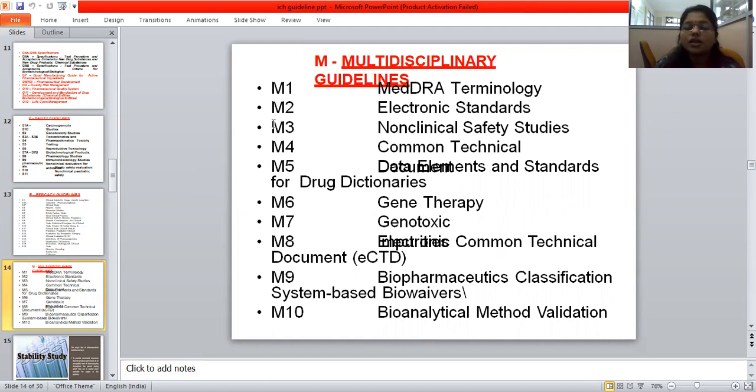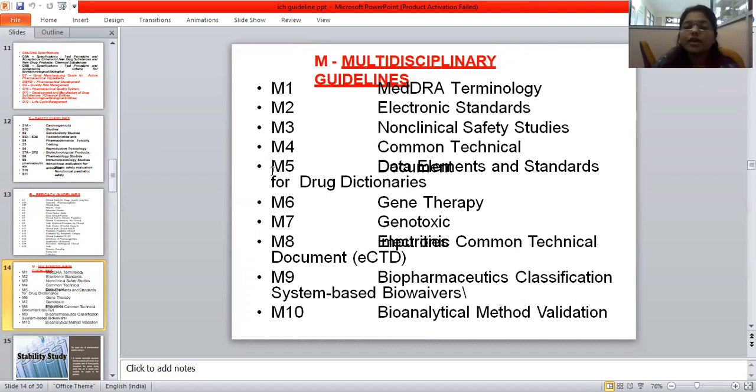M3 guideline, the non-clinical safety study. So whatever the safety study in the non-clinical which is there, this non-clinical study which is given in the M3 guideline. M4 guideline, the common technical data. So whenever we want to file our CTD by the electronic way or eCTD, there are different modules. So there are different modules having the different area. So that point how to submit all this technical document into this their guideline, we can refer the M4 guideline.